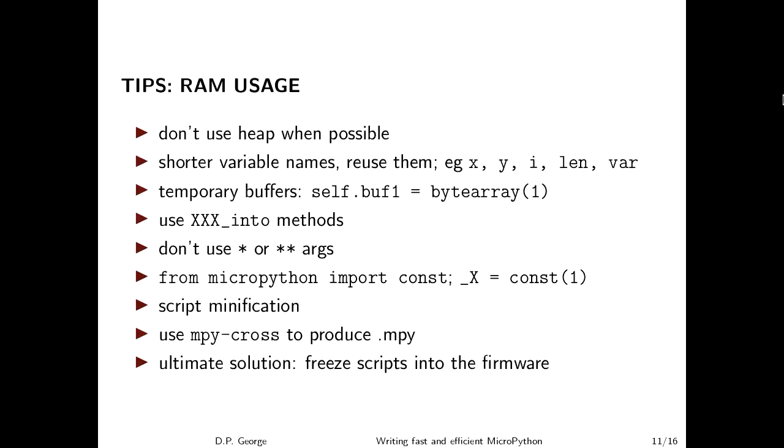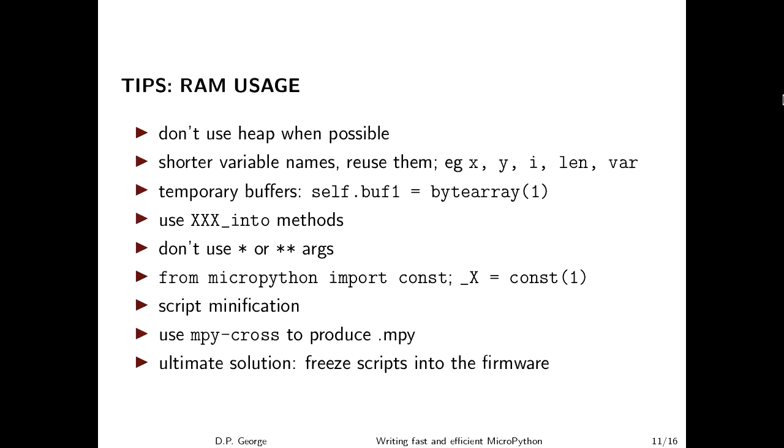Temporary buffers. Sometimes, if you really don't want to allocate any memory on the fly, you pre-allocate it, like a bytearray of size 1 even, and then use that again and again. So if you want to construct a command that's 1 byte long, you can do that by reusing a buffer. And the into methods, I'll go through those with the file example, but there are some in-place reading methods like readinto, where you read into a pre-allocated array and you don't have to create one on the fly. Don't use star or star-star args if you're concerned about speed and memory usage.